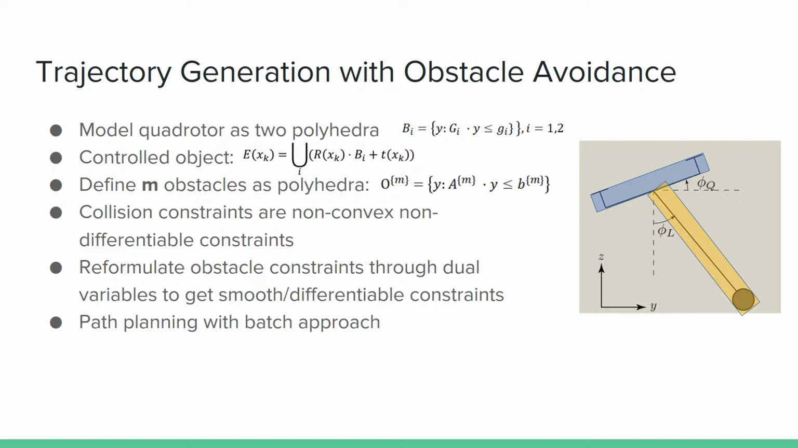If we define our collision constraints by setting the distance between E and O greater than 0, we get non-convex and non-differentiable constraints, and then we reformulate them as dual constraints with dual variables to get smooth constraints, which we can use for standard nonlinear solvers such as IPOPT. And then we use the batch approach to solve our path planning problem.